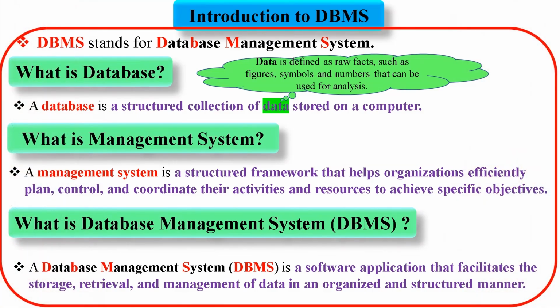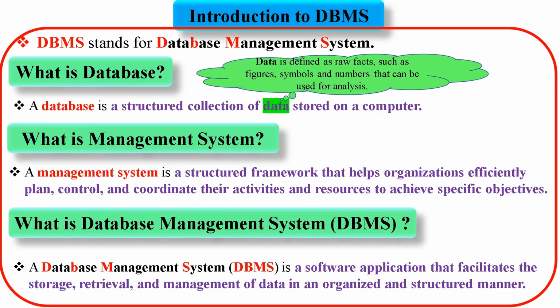Introduction to DBMS. DBMS stands for Database Management System. So, what is a database? A database is a structured collection of data stored on a computer. A structured collection of data. So what is data? Data is defined as raw facts, such as figures, symbols, and numbers that can be used for analysis. Processed data is called information.